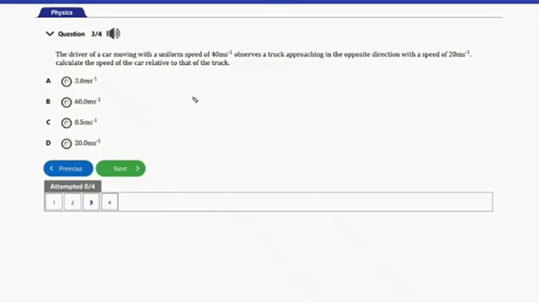Okay, so guys, for this here, the speed of the car relative to the truck here again will be the addition of their velocities, since the driver moving with the uniform velocity observes a truck approaching him, which means the 2 vehicles are moving in opposite directions. So when we add 40 meters per second to 20 meters per second, we will have 60 meters per second, and that's option B here. So that's the answer to this question. Let's go ahead and consider the next and last question, guys.